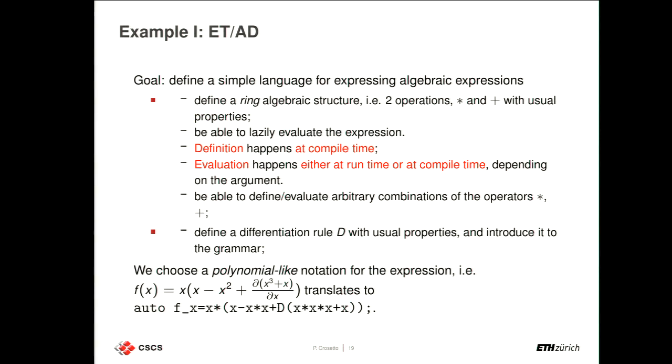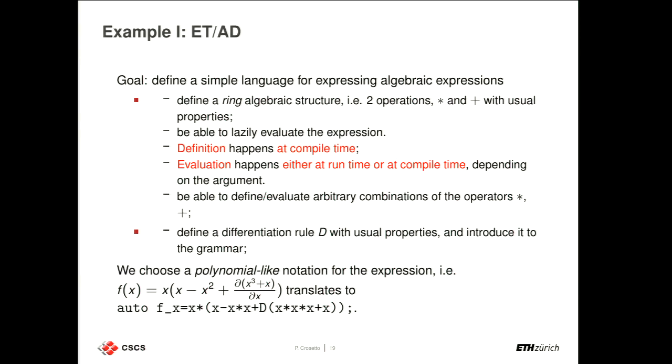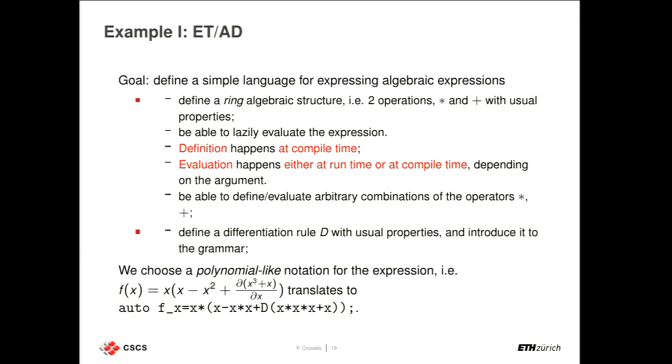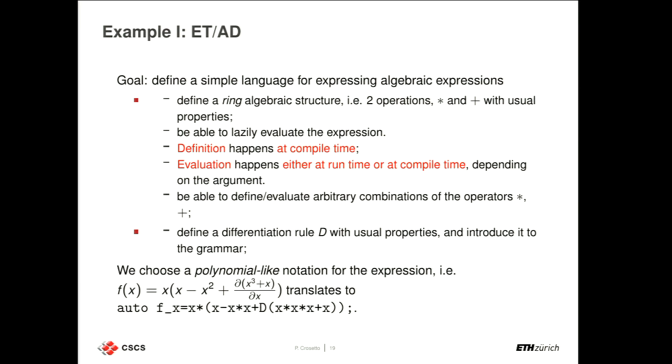Now I wanted to show you an example. This is an example of defining a language which defines an algebra. It's a ring algebraic structure which has two operations, a times and a plus. This is also an example of generic programming.